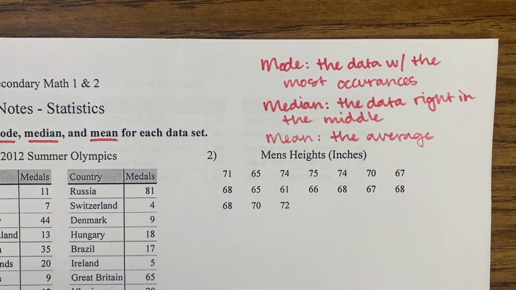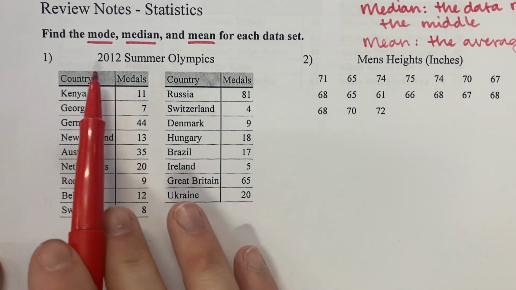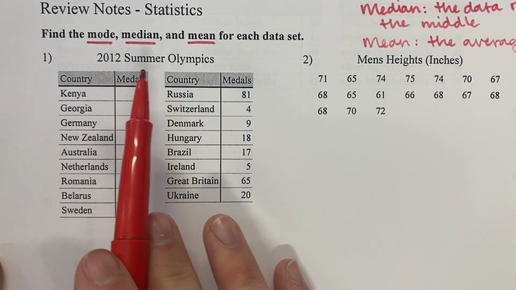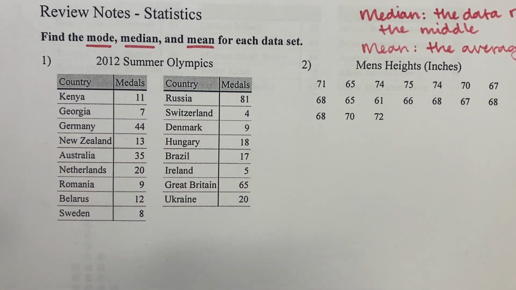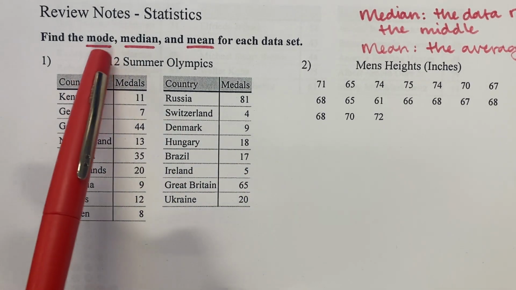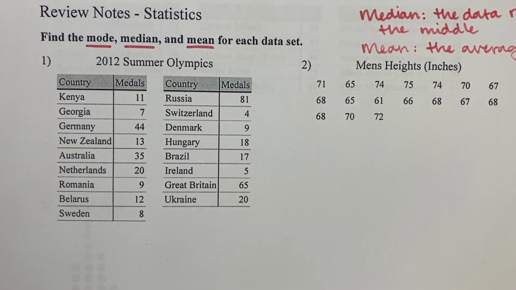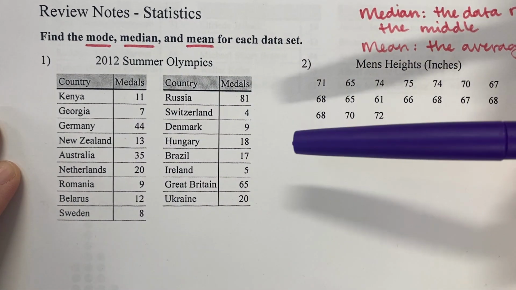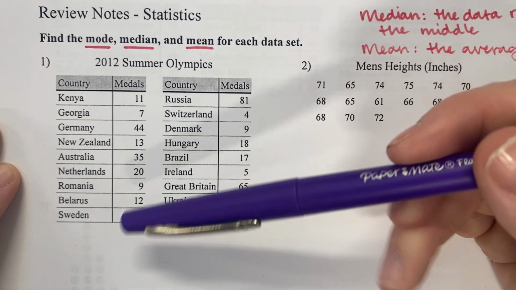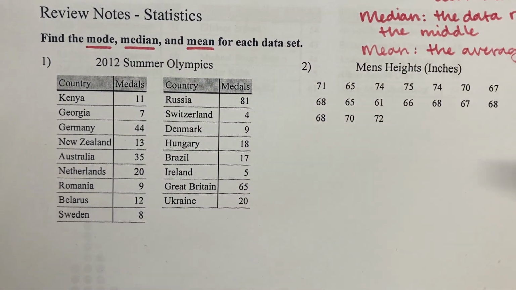Okay, so now that we have that, let's go ahead and look at number 1. So it's giving us data for the 2012 Summer Olympics for each country and number of medals that they won. So we're trying to find the mode, the median, and mean for this piece of data. Okay, so the first thing I want to do is I like to number these guys in numerical order. That's going to help us find our median as well as our mode, and then also our mean.